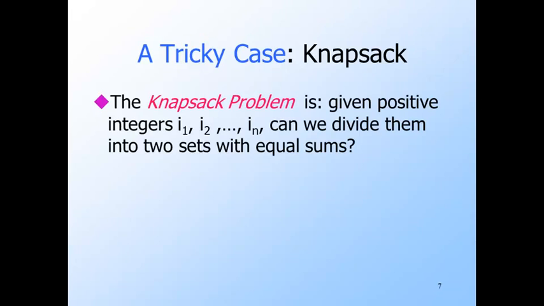For example, if the integers are 1, 2, 3, and 4, then I can partition them into 1 and 4 in one group, and 2 and 3 in the other group, and the sums in each group will be equal. Incidentally, the problem is called knapsack because of the view that the integers are weights of items, and two hikers want to divide the items between their two knapsacks so each carries equal weight.